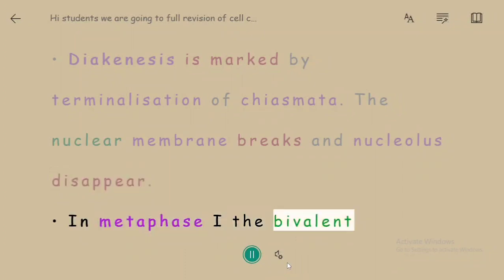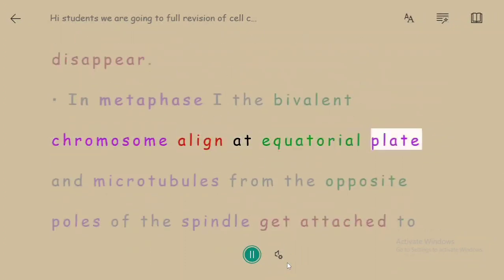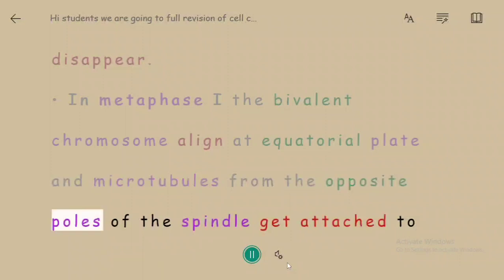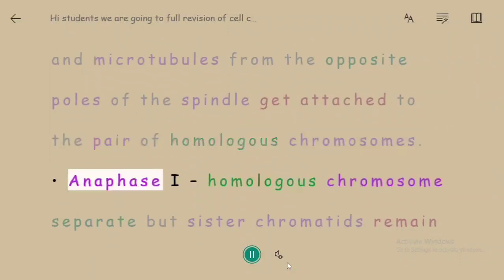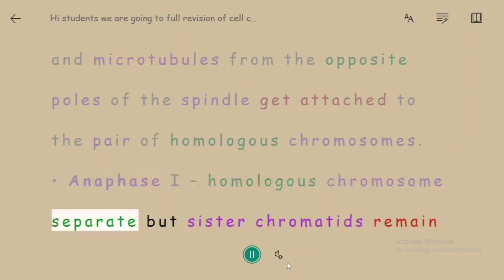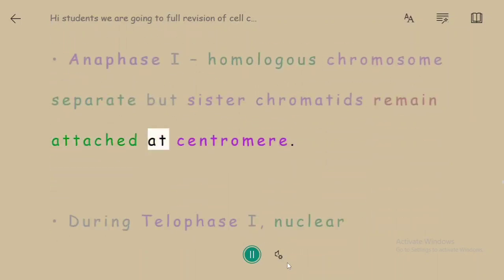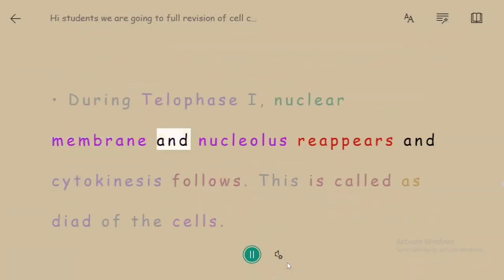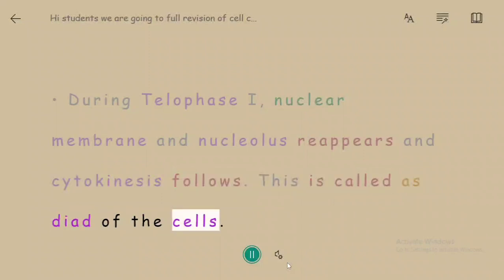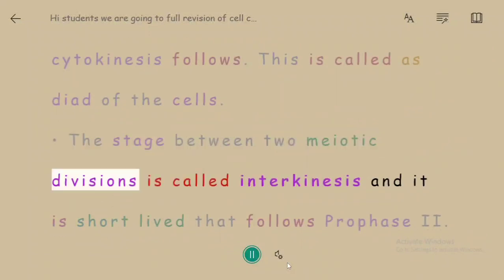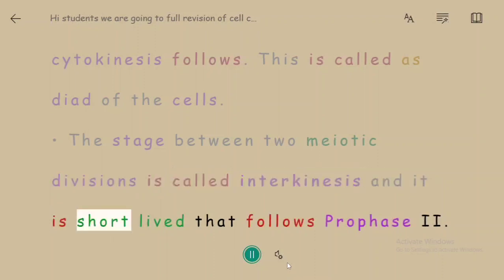In metaphase I, the bivalent chromosomes align at the equatorial plate, and microtubules from the opposite poles of the spindle get attached to the pair of homologous chromosomes. In anaphase I, homologous chromosomes separate, but sister chromatids remain attached at the centromere. During telophase I, nuclear membrane and nucleolus reappear and cytokinesis follows. This is called the dyad of cells. The stage between two meiotic divisions is called interkinesis, and it is short-lived and is followed by prophase II.